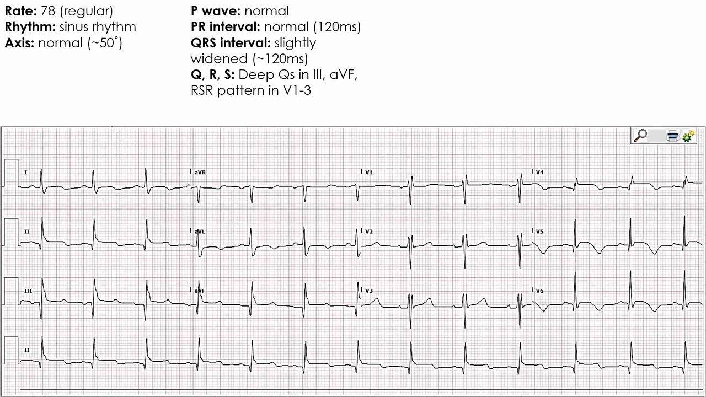The PR interval is normal at 120 milliseconds. The QRS interval, it's slightly widened. Okay, it's right on the borderline, right at 120 milliseconds, so it's borderline.